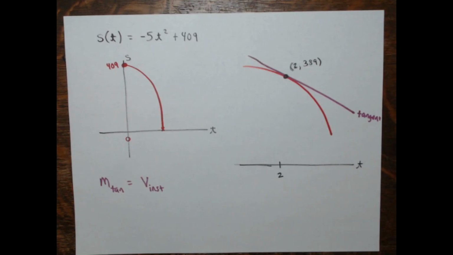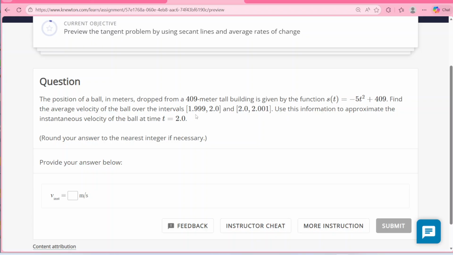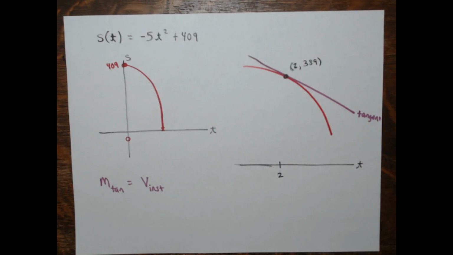around 2. So you see from 1.999 to 2. Oh, sorry, I didn't go to the problem. So here's back at the problem. So you see how they're having you use values near 2, but not 2 itself. So if you take the average velocity, the slopes of the secant lines from 1.999 to 2 and 2.0 to 2.001, and use those slopes to estimate the slope of this tangent line, this instantaneous velocity.